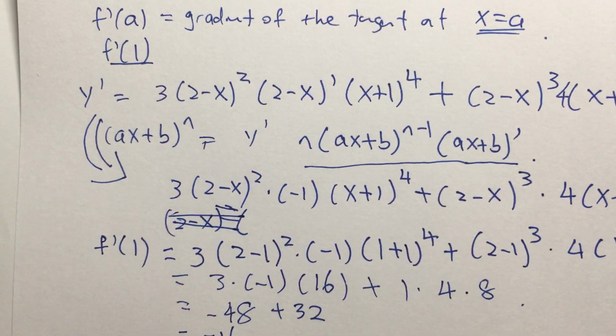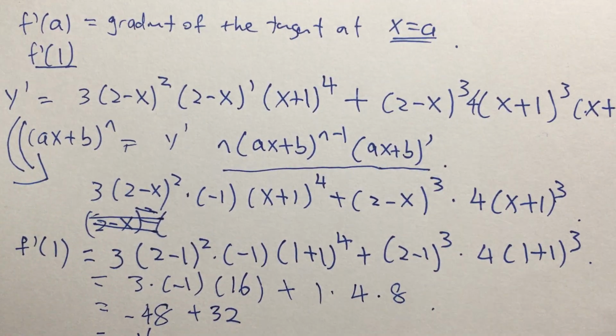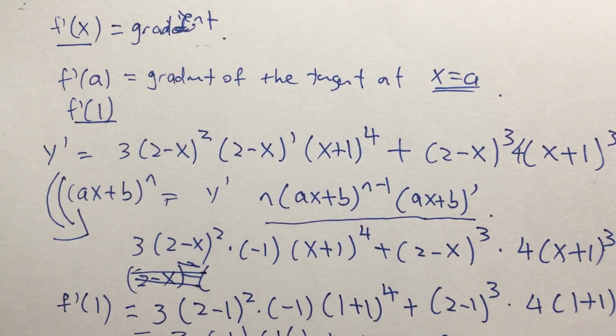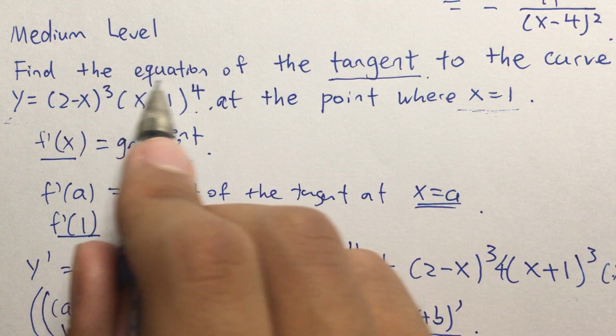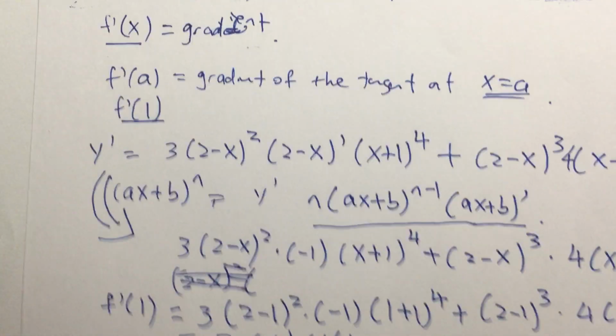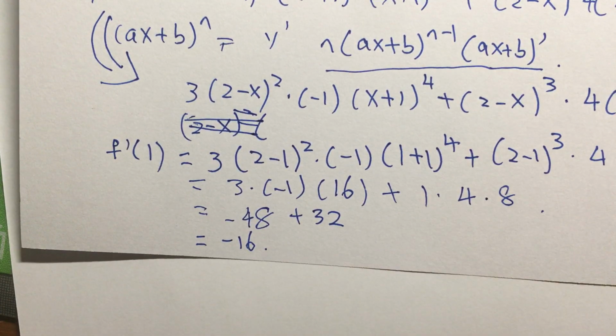So, have we finished this question? Well, that's obviously a rhetorical question, right? Yeah, of course we haven't. We need to find the equation of the tangent, and now we only have the gradient at this point. So what should we do?